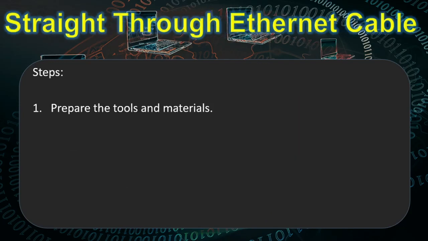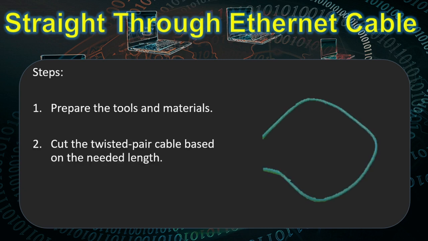Once you have all the tools and materials needed, next to do is cut the twisted pair cable based on the needed length. Add an extra cable on the needed measurement, in case of mistake.